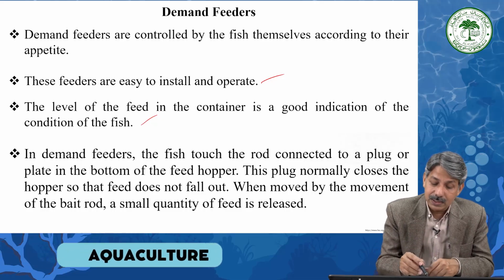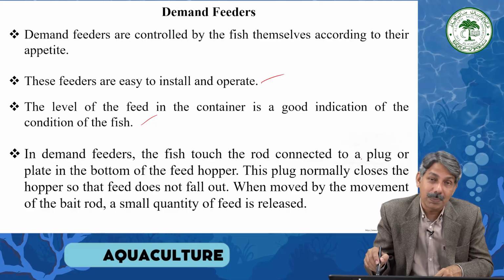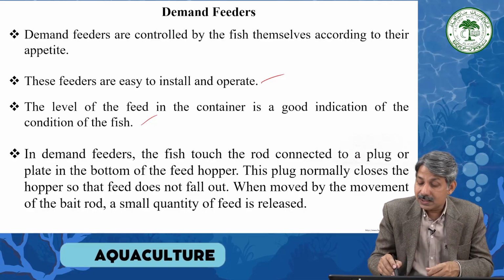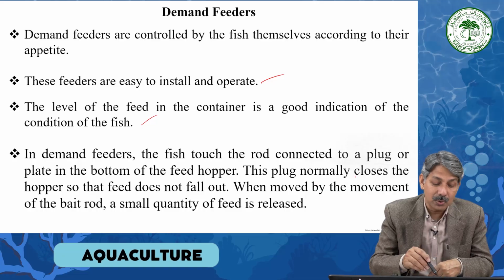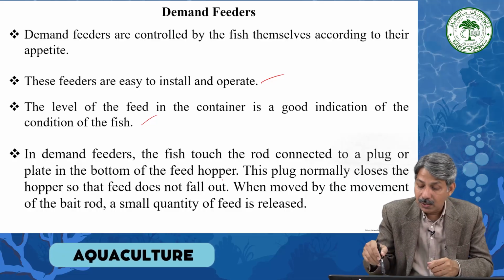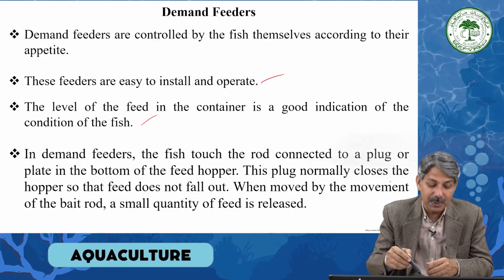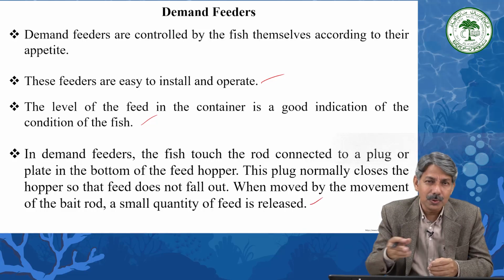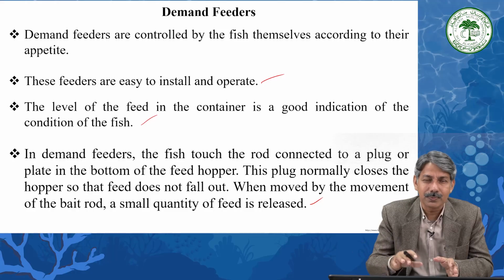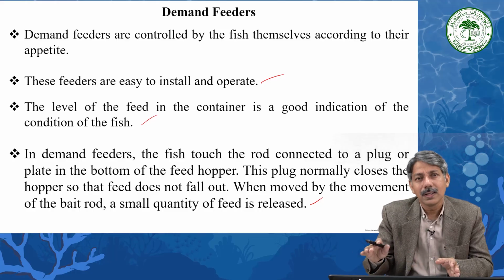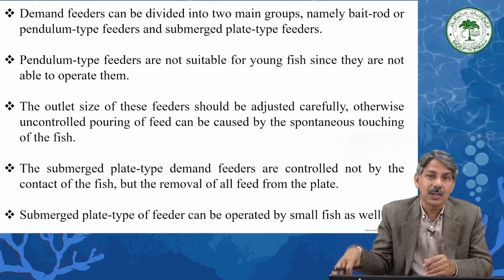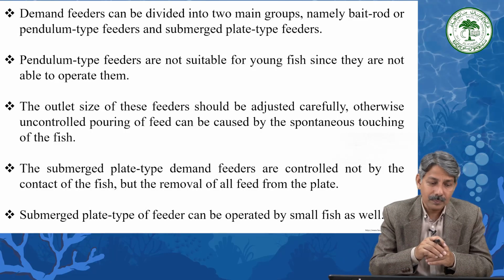In demand feeders, the fish touch the rod connected to a plug or plate at the bottom of the feed hopper. This plug normally closes the hopper so that feed does not fall out. When moved by the movement of the bait rod, a small quantity of feed is released. Very simple. When it is moved, the plug is removed and feed comes down, and when it is not moving, the feed is not coming into the pond.